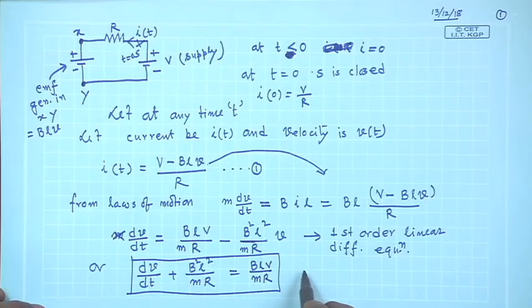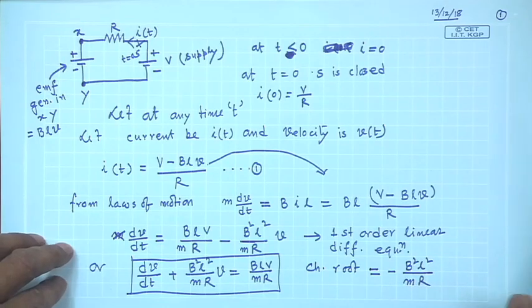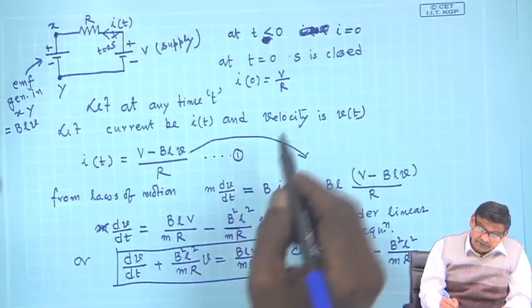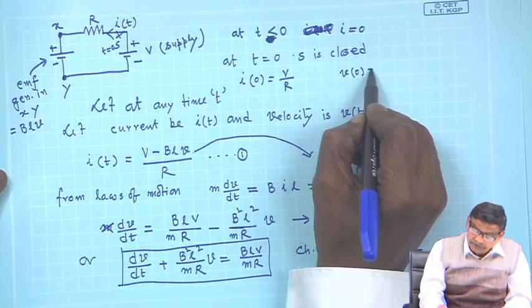And the characteristic root is equal to minus b square L square by m r. You must be knowing how to solve a first order differential equation with initial conditions. What was the initial condition? V 0 is equal to 0.